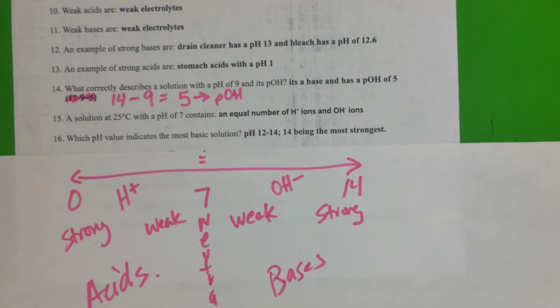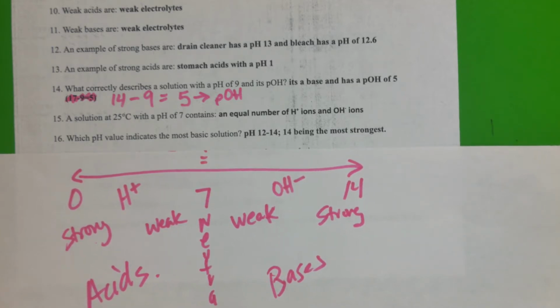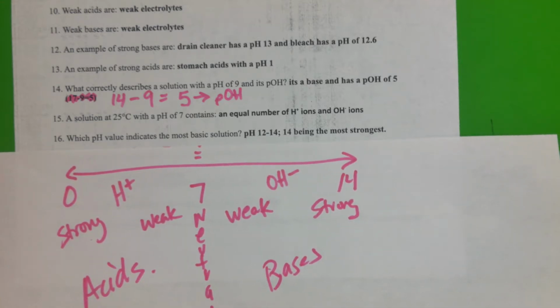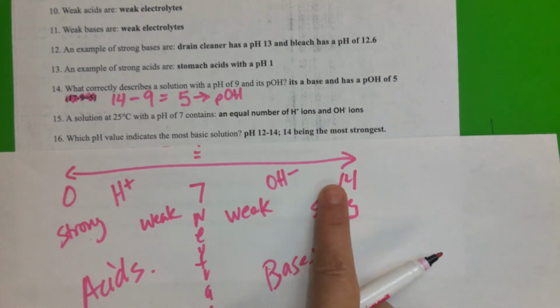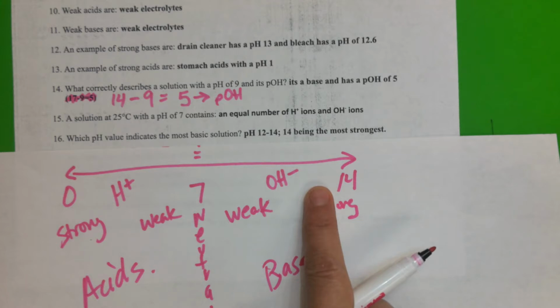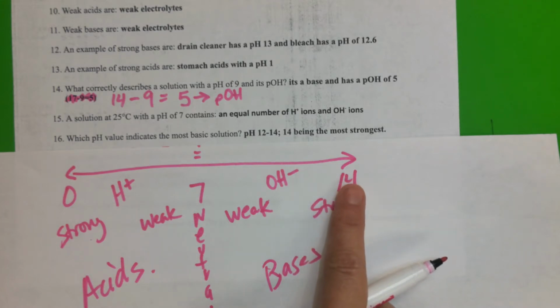Okay, number 16, which pH value indicates the most basic solution? Really, it varies. If it would be the most basic, that means strong. I would say around 12 to 14 or even 11 to 14. It really depends. 14 is the strongest though.